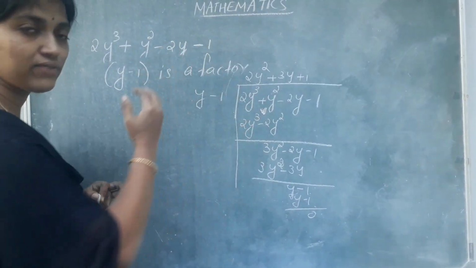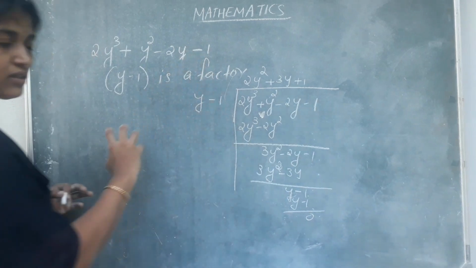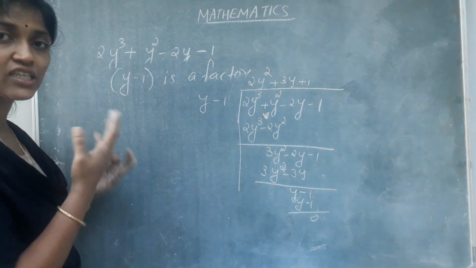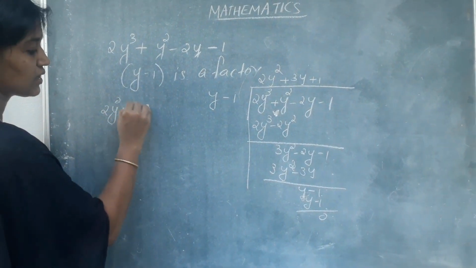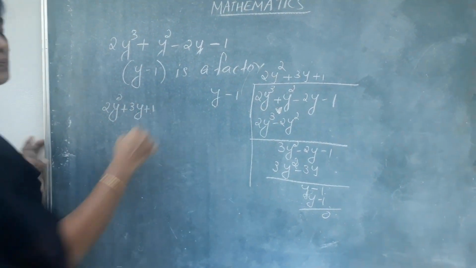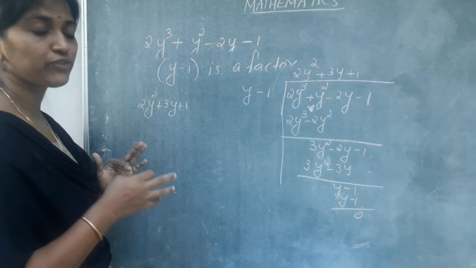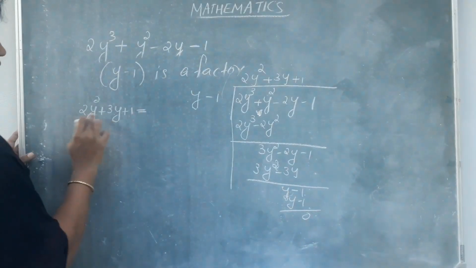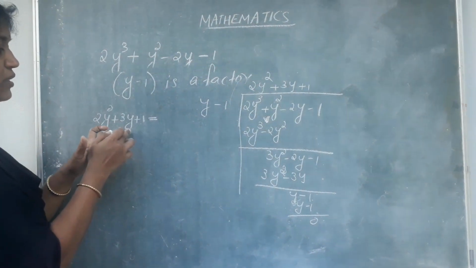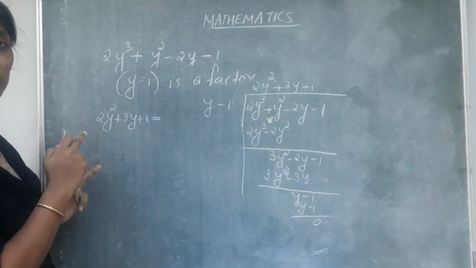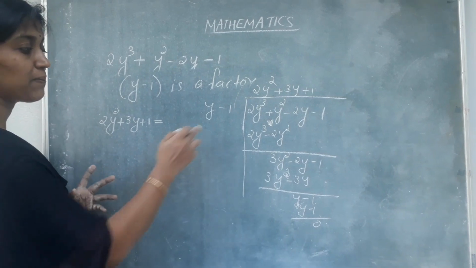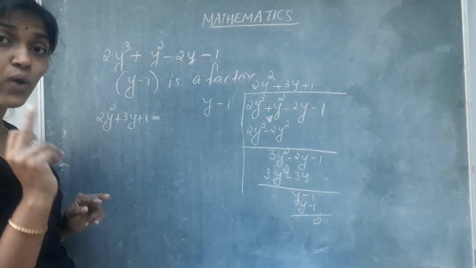Next step, what we have done is, we will take this quadratic factor and split the middle term and get the next two linear factors. So take 2y square plus 3y plus 1, split the middle term and get the next two factors. Here we have to find two numbers whose sum is equal to 3 and product is equal to 1 into 2, that is 2. So which are the numbers? Sum 3 and product 2, it is 1 and 2.